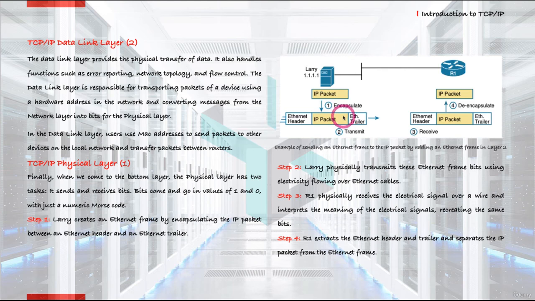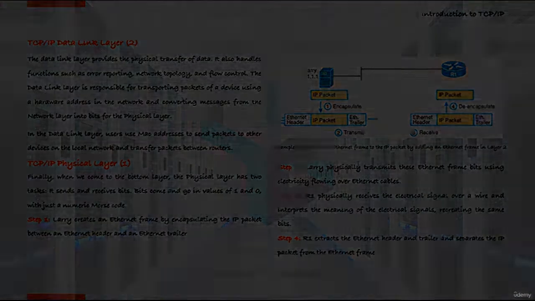In the second step, Larry physically transmits these Ethernet frame bits using the electricity flowing through the Ethernet cables, and in the third step, the router physically receives an electrical signal through a cable and tries to reconstruct the same bits by interpreting the meanings of the electrical signals. In the fourth step, router 1 separates the IP packet from the Ethernet frame by discarding the Ethernet header and trailer, so that the data is transmitted at the data link layer and the physical layer.